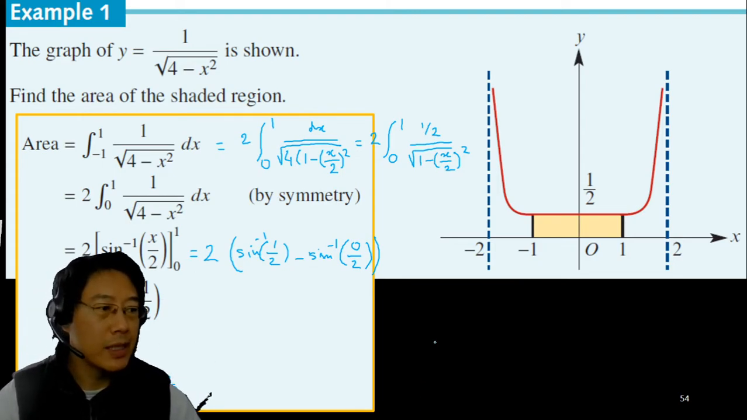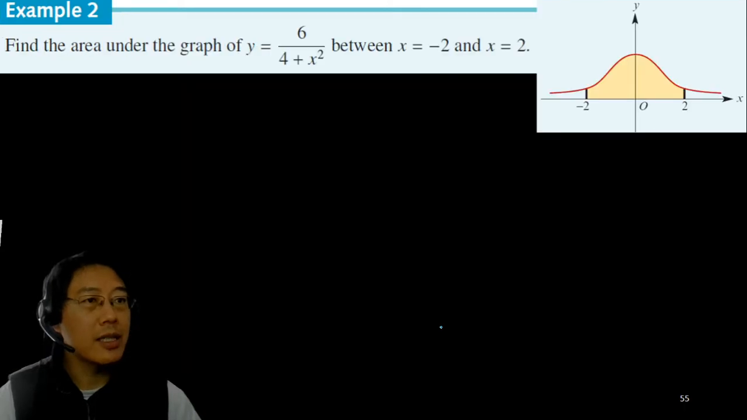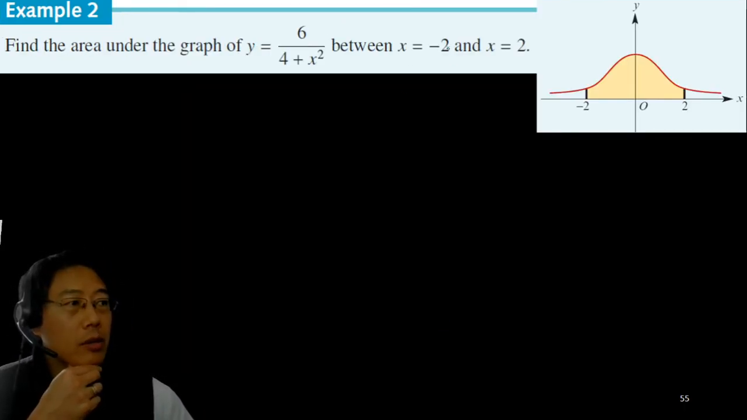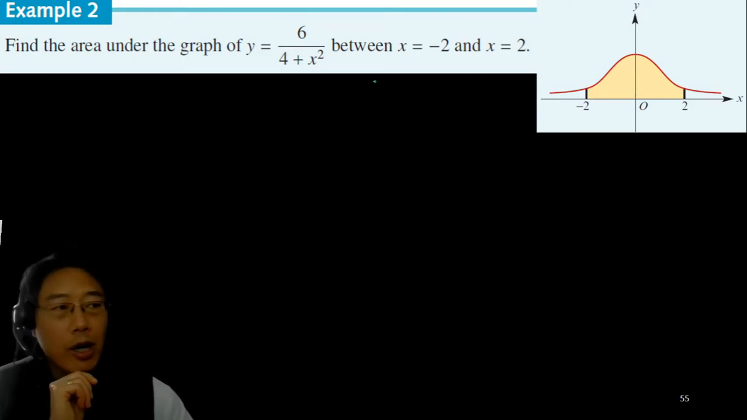Okay. Alright, following example 2. You have another function, it tells you the interval from negative 2 to 2. Even without the graph, if you do a substitution with negative x, you'll find out this function is even.